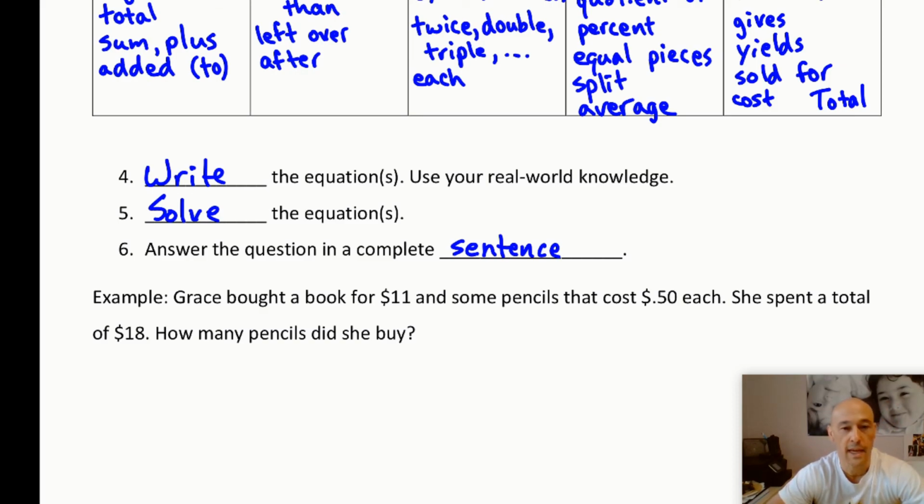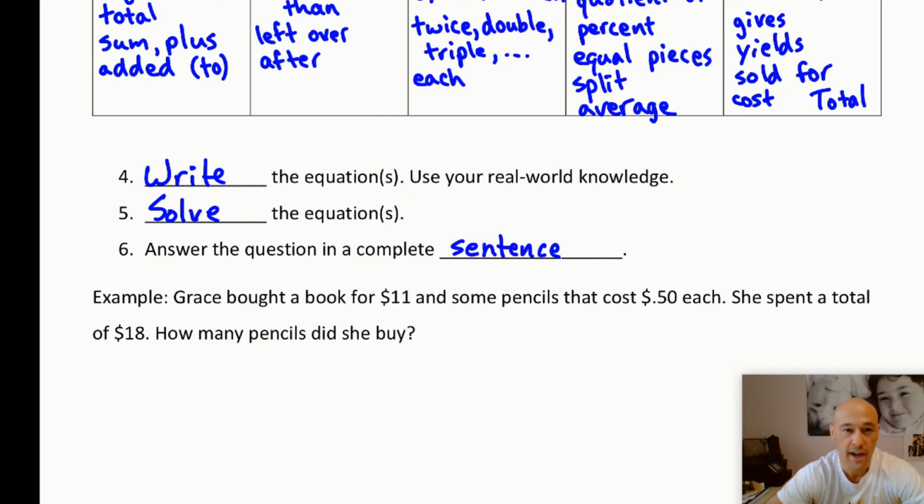All right, here's an example. Grace bought a book for $11 and some pencils that cost 50 cents each. She spent a total of $18. How many pencils did she buy? That's step 1. I read the problem. I didn't do anything. I didn't think about the math. All right, so we're looking at a problem where Grace bought some stuff. It was $18 total. She bought a book, one book, and she bought some pencils.